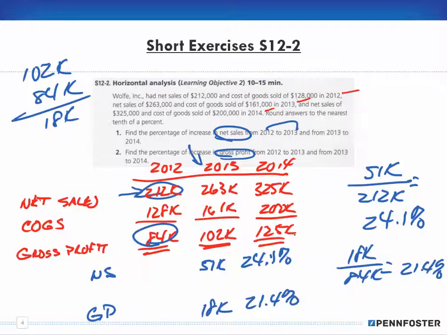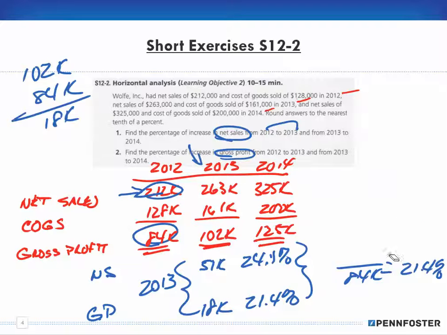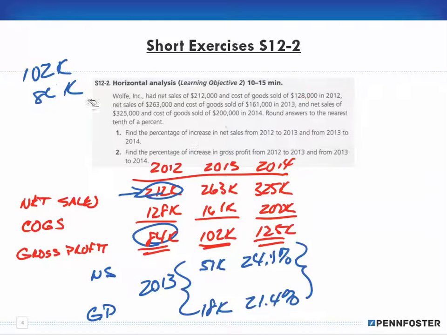21.4%. Okay, so this here is for 2013, to go from 2012 to 2013. And we're basically going to do the same exact thing for going from 2013 to 2014, all right?